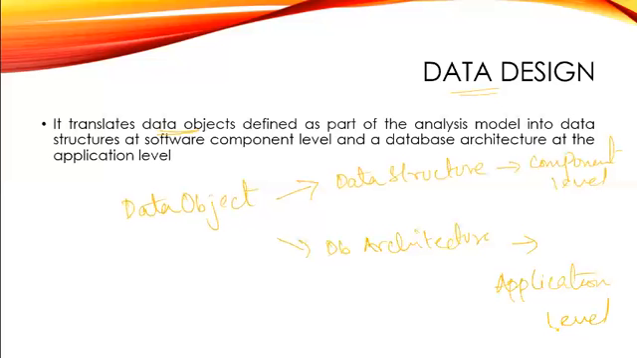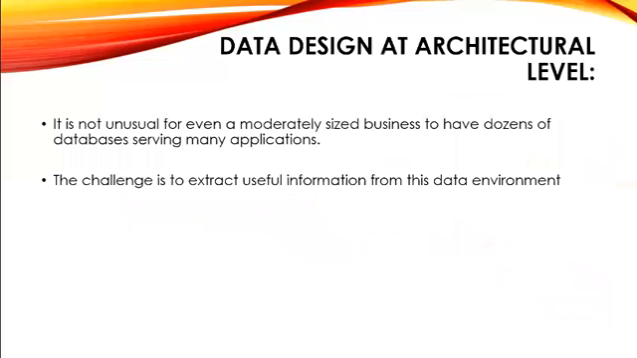Now, at the component level, it is going to tell you what the different components within the software are. So you'll get to know the different data structures, how they are implemented. Whereas the application level means how you're working with the software, how it is going to be represented in the end user's view. So it is your database architecture, how data is stored, and how it will be represented. Now this is the data design at an architectural level.